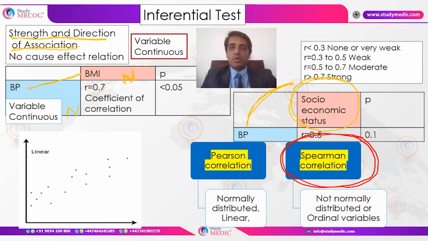If you want to know more about what is this R value, that is the coefficient of correlation, how do you find out the strength of the association using this R value, what exactly this R value means, and how do you find out the direction of the association?